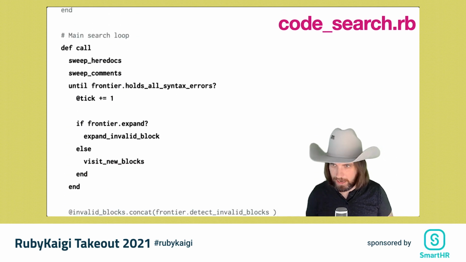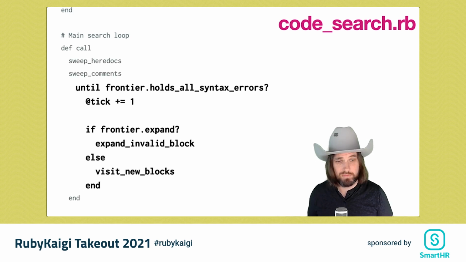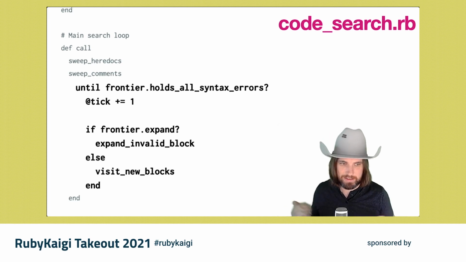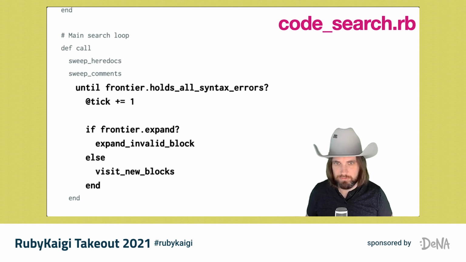Whew. Okay, here's the call. Here's our call method, our main method. Under every great AI algorithm is a while loop, naturally. And in ours, we're using a class called the frontier. It holds all the code blocks that we've generated from the source code. I mean, technically, I guess it's an instance of the class, but you get the idea.